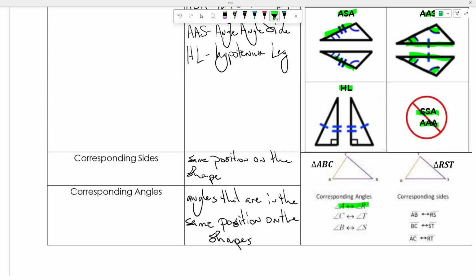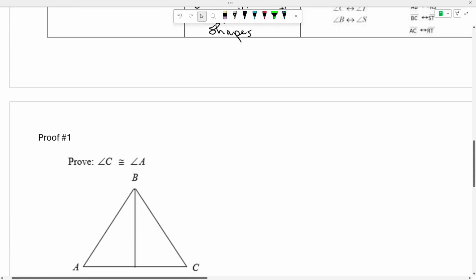So looking at the example on the right here, notice A and R go together. Notice where they're located when we write our triangles here. Notice that AB goes with RS. Notice how they are also oriented with the way the triangles are written. We can use all this information to help us do proofs to prove that triangles are congruent. We have a couple examples we're going to go through and do together.